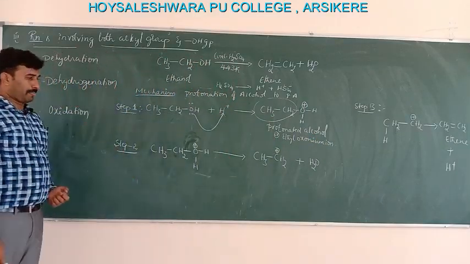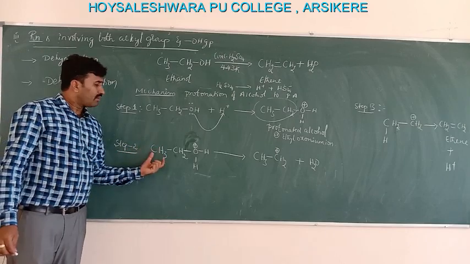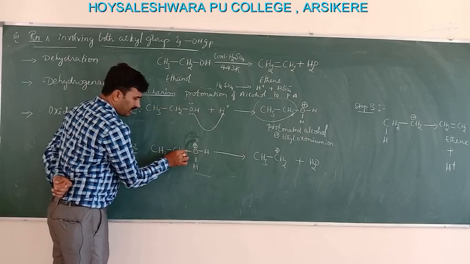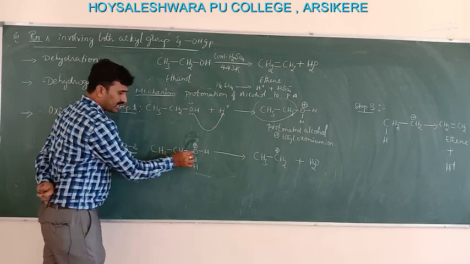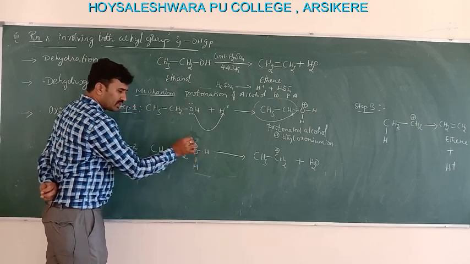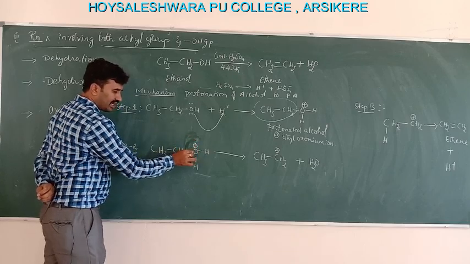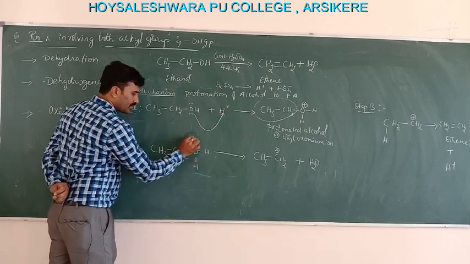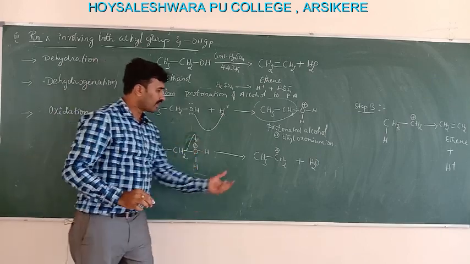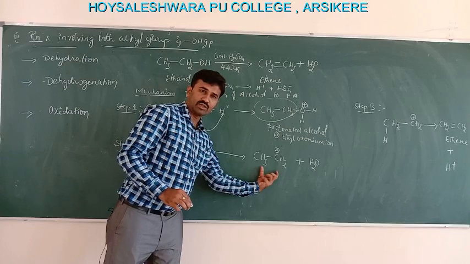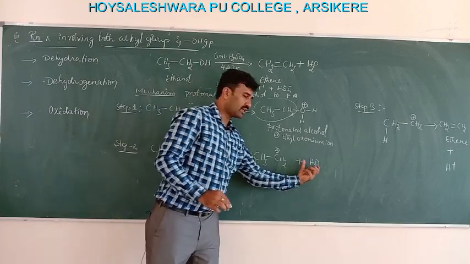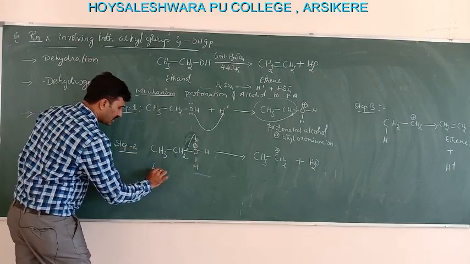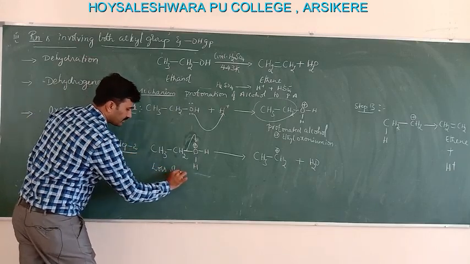And the second step: in the protonated alcohol, there is a bond between the carbon atom and the oxygen atom. To neutralize the positive charge on the oxygen atom, the bond between this carbon and the oxygen is going to break, forming a carbocation and water. Therefore, step 2 is the loss of a water molecule.